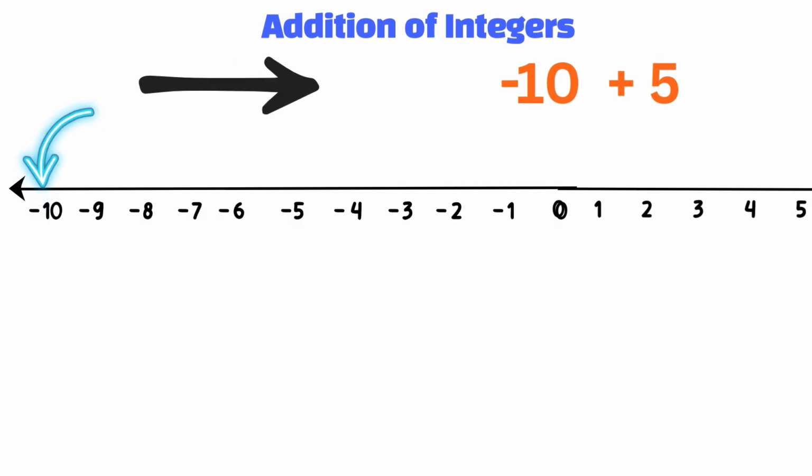Let's jump into it. We're starting at negative 10. Now we're adding positive 5. That means we move 5 steps to the right. Let's move one step at a time.